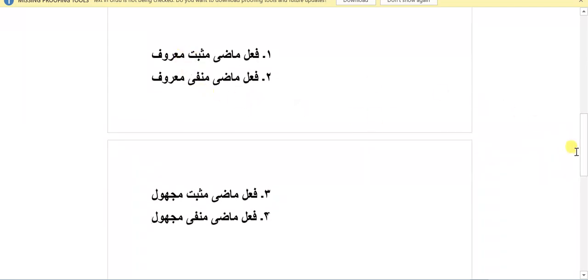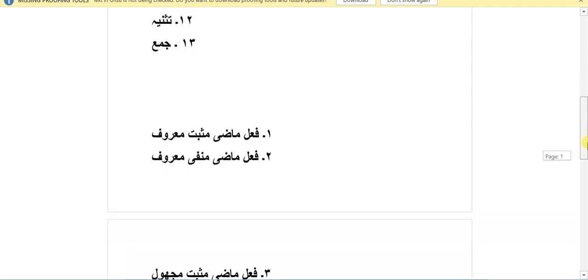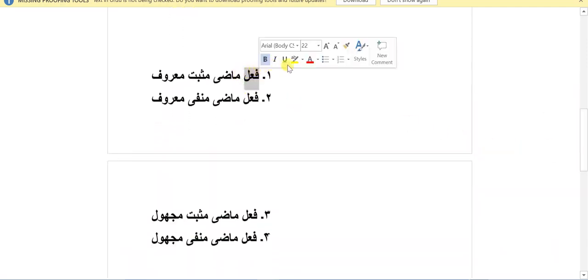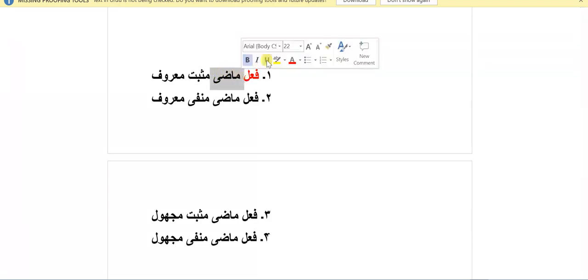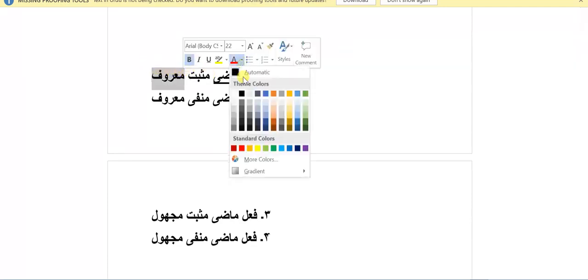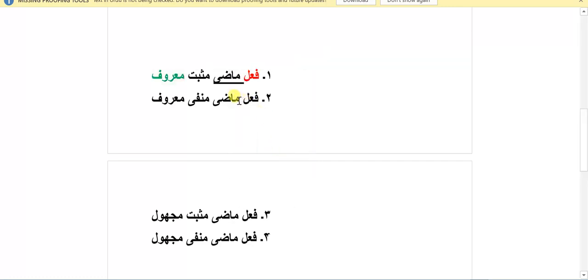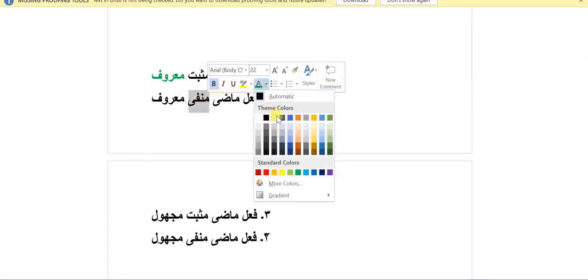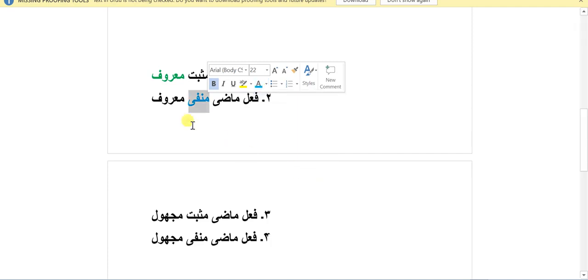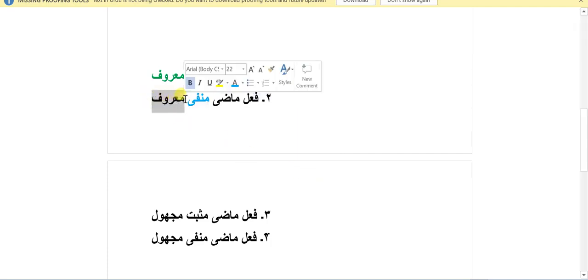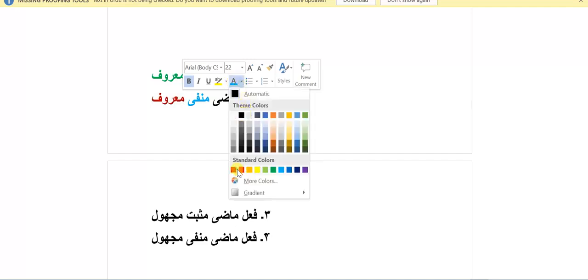Now all these four types of mazi have something very common, and there are a few differences. Fi'l means action. Mazi means which happened in the past. Musbat means that action truly occurred. And ma'ruf means the doer of that action is known. Then we have fi'l mazi manfi, which is very similar. Manfi means here the action does not occur. Ma'ruf means the doer of that action is known. Like Zaid did not help. So Zaid is ma'ruf. Zaid, the fa'il, is known here, but he did not help.